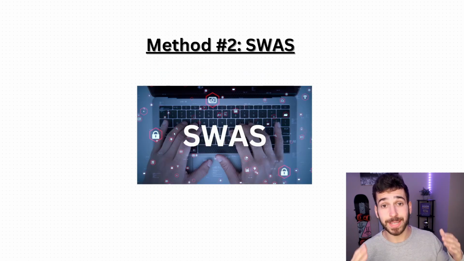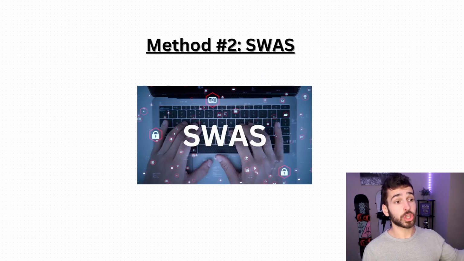Now that brings us on to the next method, which is called software with a service, or SWAS. With this model, you're giving them the software just like you would with the SaaS model, except now we're going to be providing additional services on top of the software. So with this model, you can really offer any service that you want on top of the software.